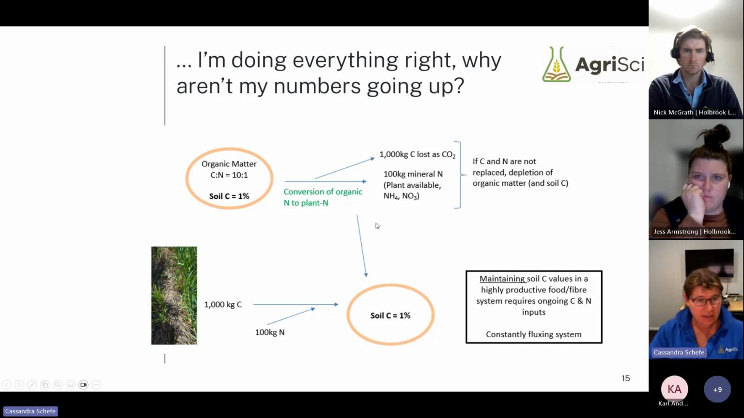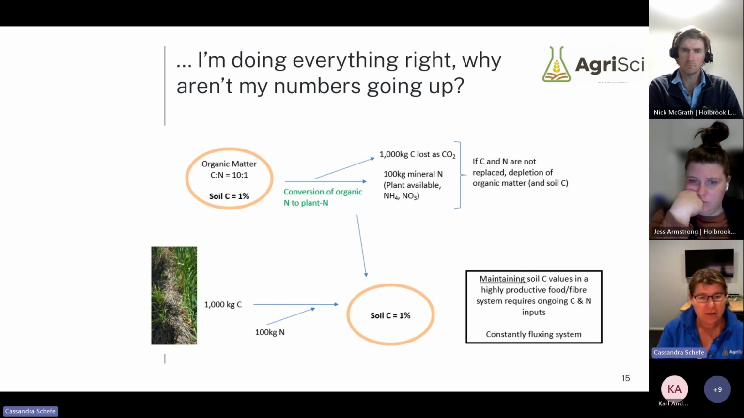But if we come back next year and we measure the same soil carbon value in our systems, and I've just used 1% to keep the maths really simple, fundamentally, if we're maintaining the same soil carbon value next year and the year after, that means that by default we've brought in up to 1,000 kilos of carbon and 100 kilos of nitrogen to maintain those soil carbon values.